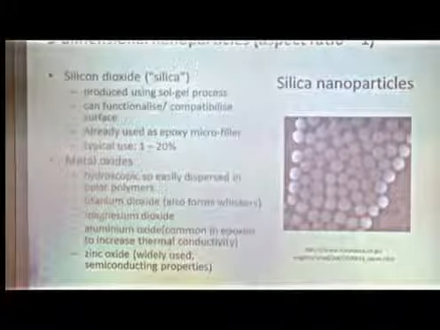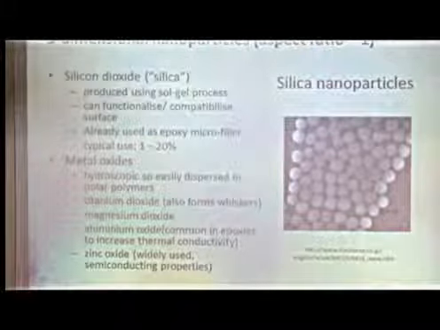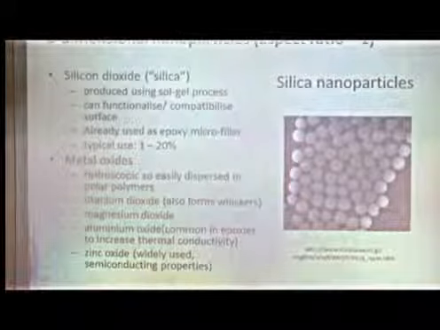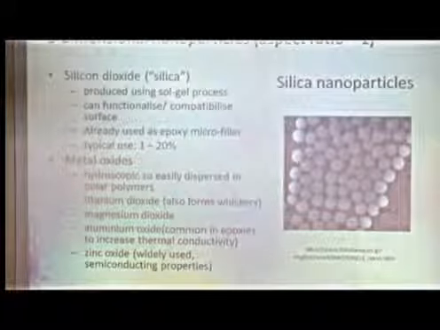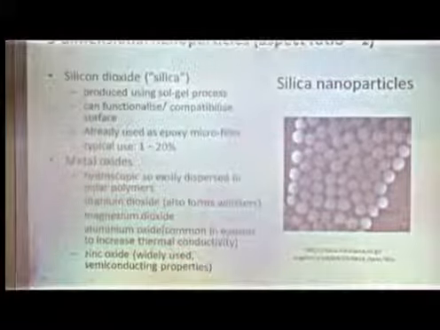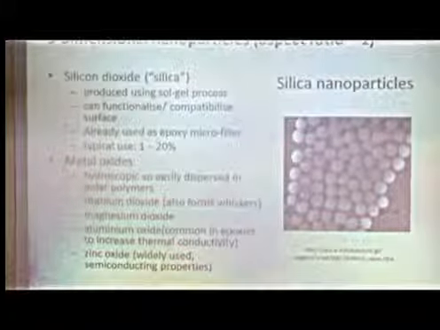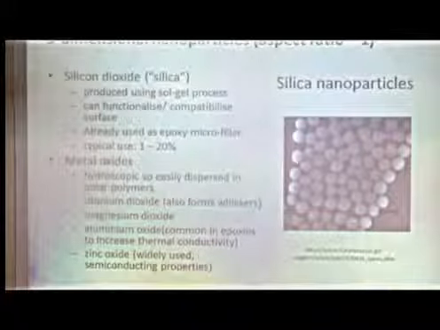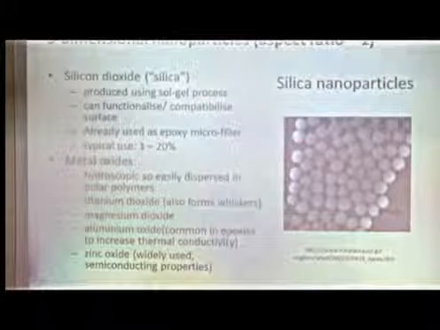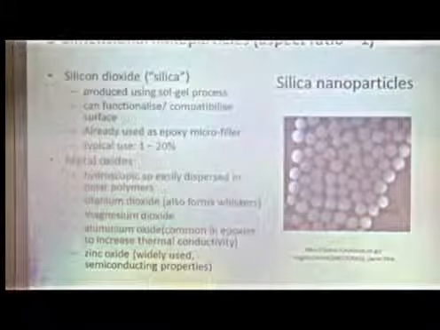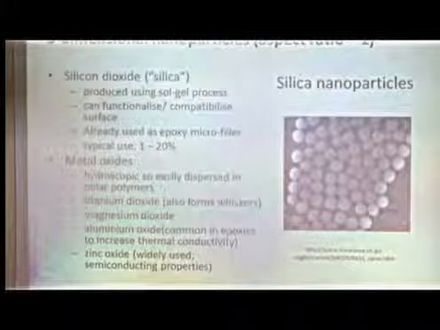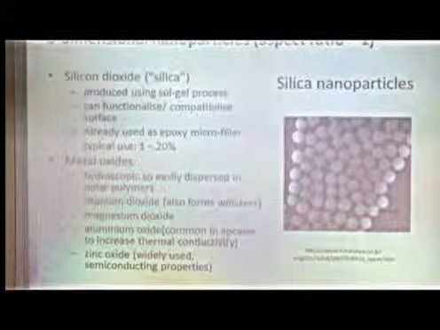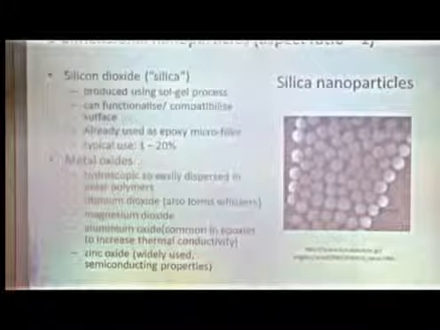Other metal oxides, hydroscopic, so relatively easy to disperse in polar polymers. We could use titanium dioxide, which we could also make into whiskers if we want. Magnesium dioxide, aluminium oxide, which is also common in epoxies. Aluminium oxide's been used in larger particles to control the thermal conductivity. So one might argue that it could be good where we want to do that. And zinc oxide. Zinc oxide's conventionally been used because it's a sort of semiconducting material.